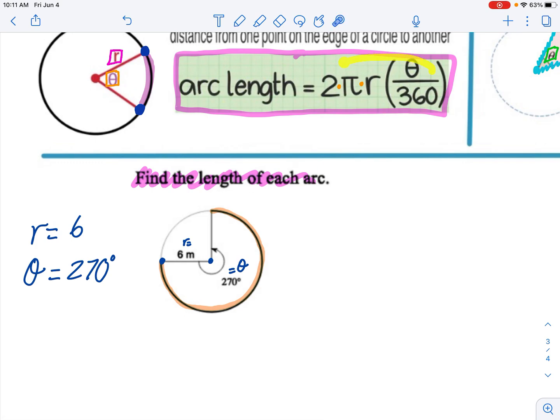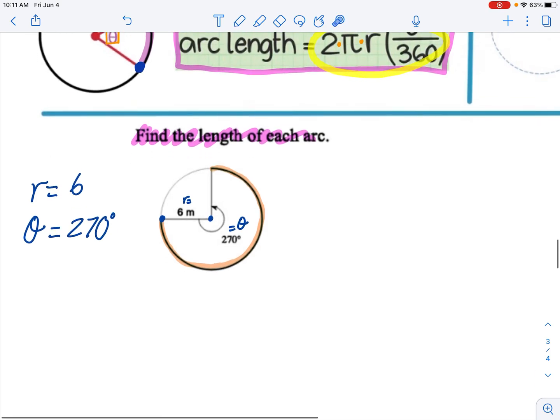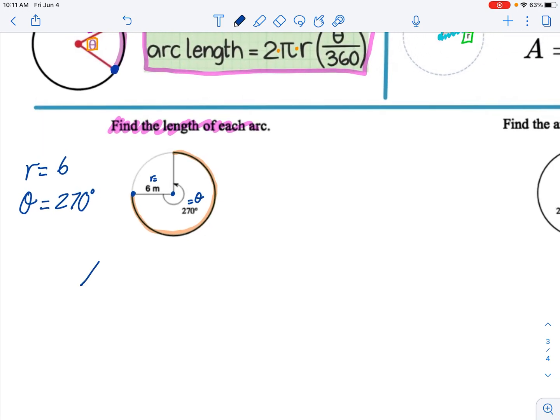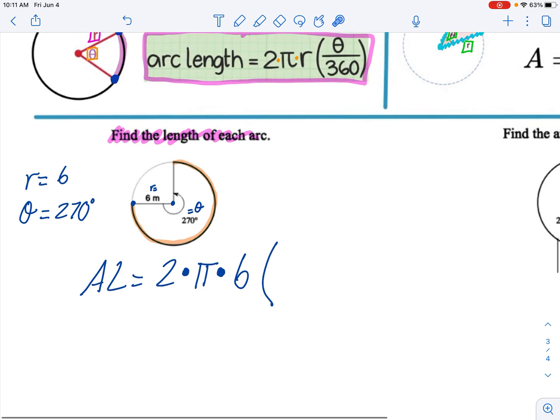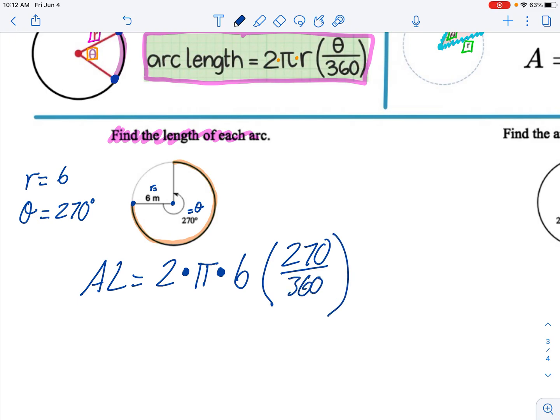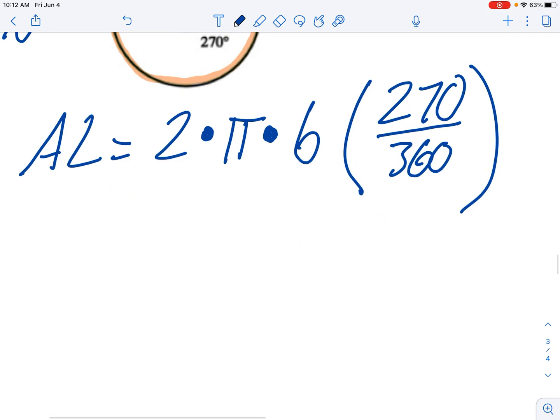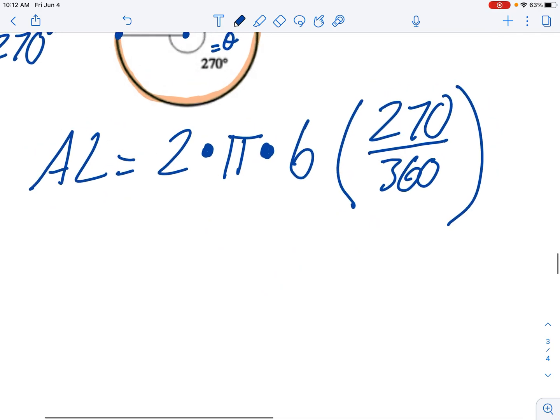Now, kiddos, all we simply do is follow this formula right here. So we're going to say arc length, right? AL is equal to 2 times pi, times r. What is our r? 6. 6 times theta divided by 360. Theta, 270, divided by 360. Look at that. That's what we need to do.